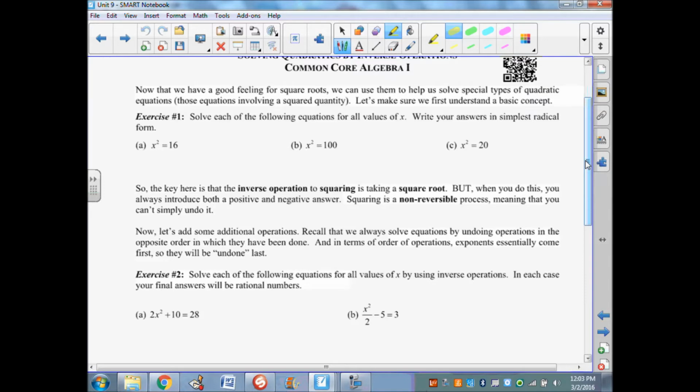So when I look at letter A, it says solve each of the following equations for all values of x. Write your answer in simplest radical form. Those three words are going to be your key to the idea of solving this quadratic by taking the square root.